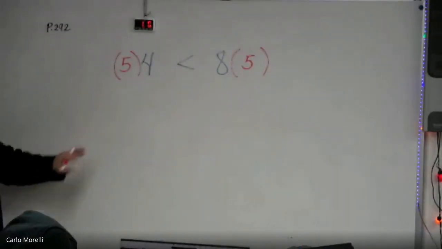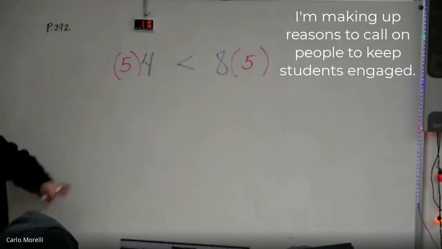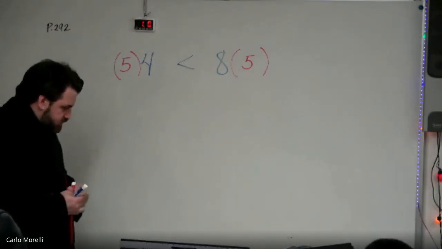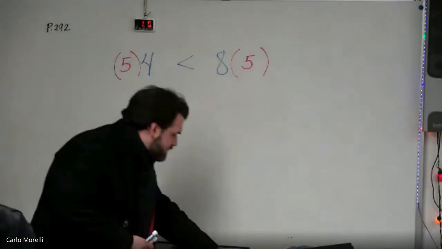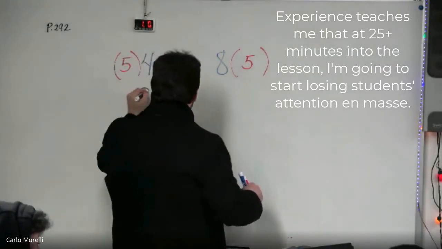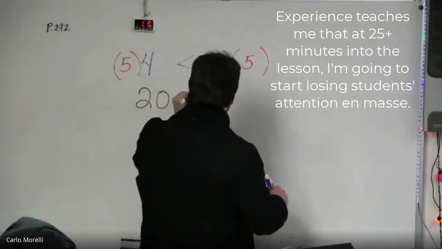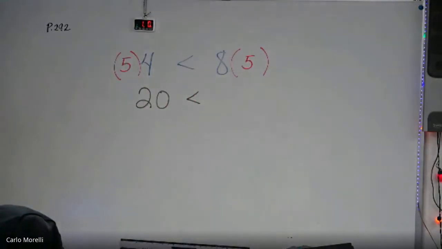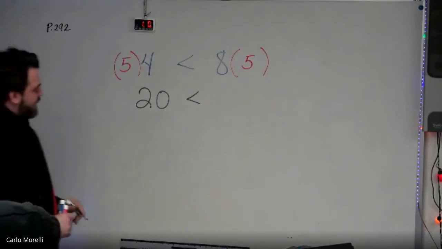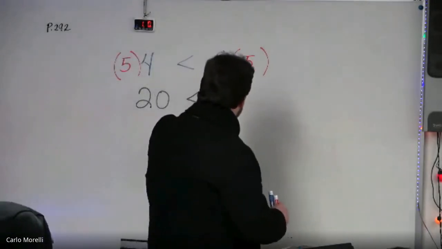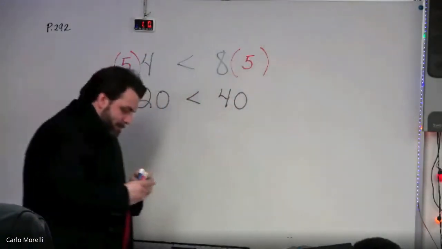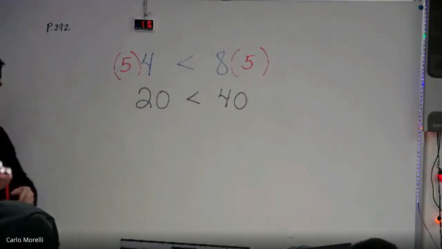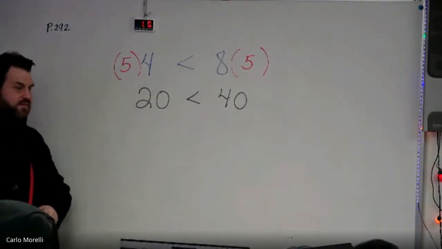Now I'm going to call on some more people. Jocelyn, what is 5 times 4? 20. Very good, so we're going to write down 20. Now, let me call on Devin. 8 times 5 is 40. We're very close to being done, folks. We're going to get done early because this class is fast.